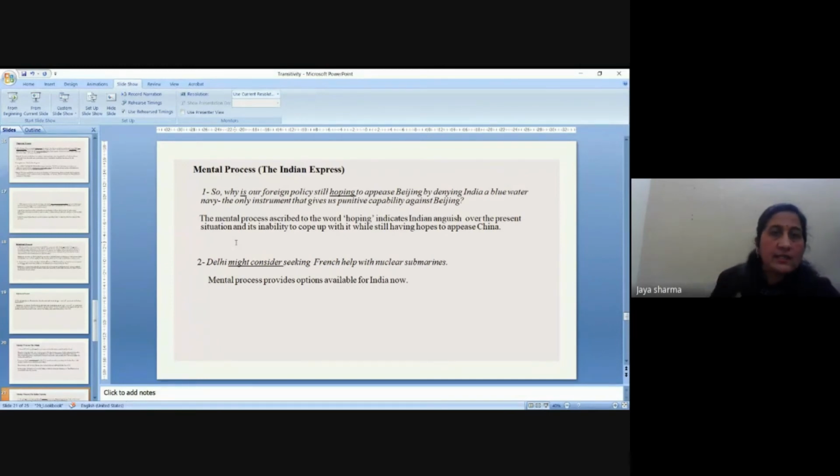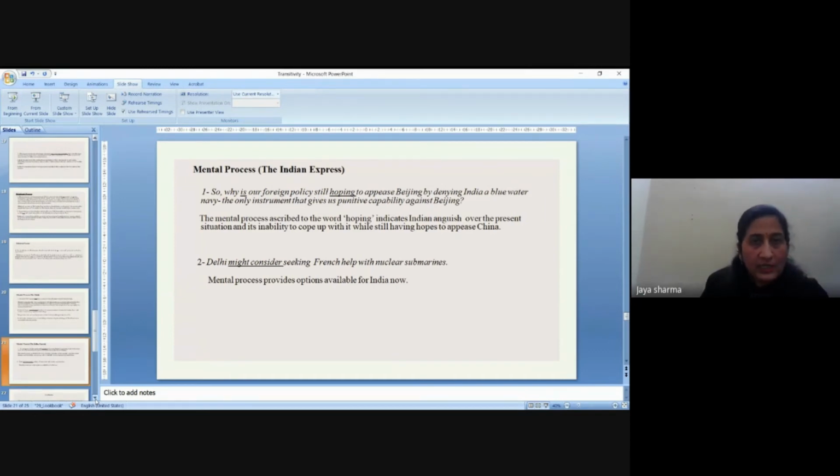But now in the Indian Express, we find: why is our foreign policy still hoping to appease Beijing by denying India a blue water navy, the only instrument that gives us punitive capability against Beijing? So the mental process ascribed to the word hoping indicates Indian anguish over the present situation and its inability to cope, while still having hopes to appease China. And then, Delhi might consider seeking French help with nuclear submarines. So mental process provides the option available for India now.